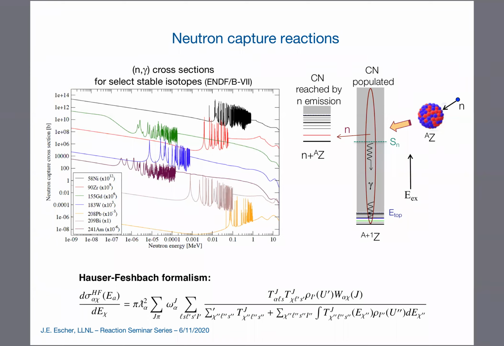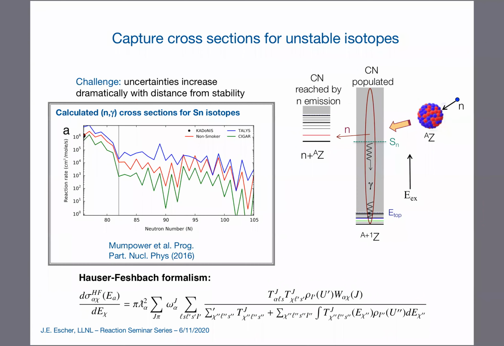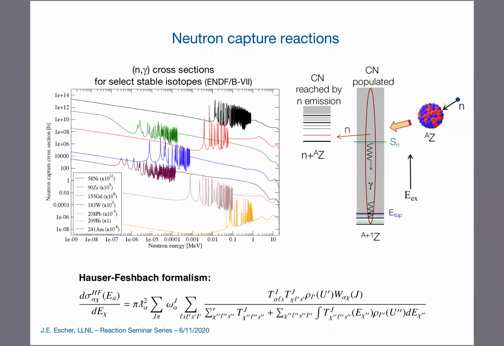So how are we going to deal with that? If you can do the experiment directly, if you have the target, you can get some data to fit your parameters. You can also get some information for the level density by just counting the neutron resonances.